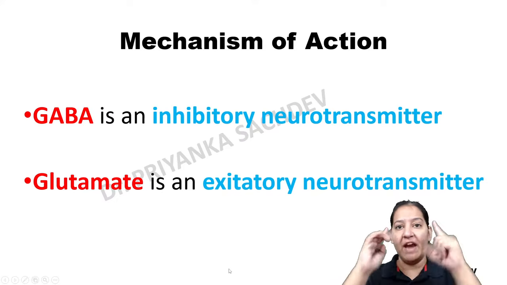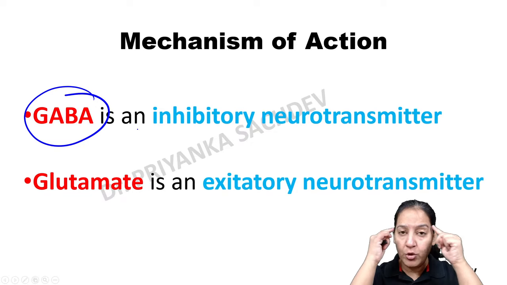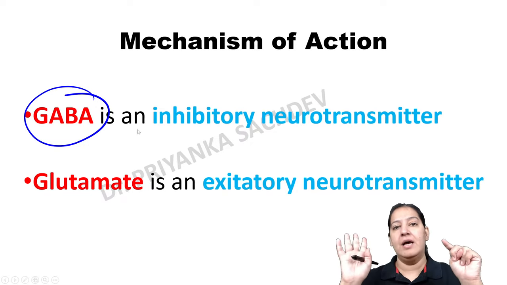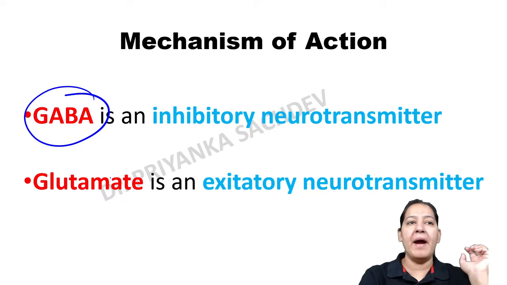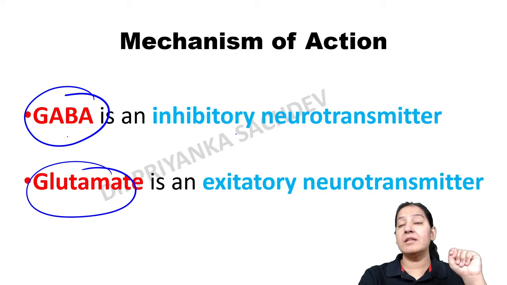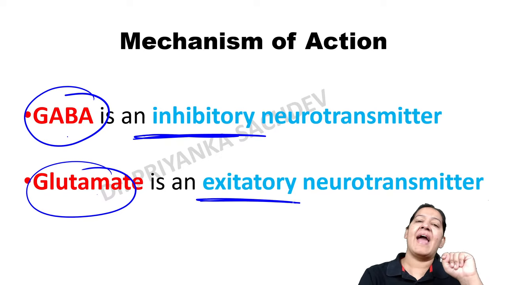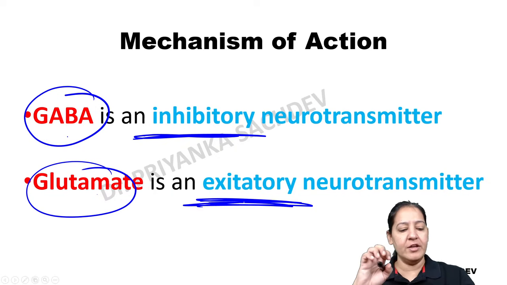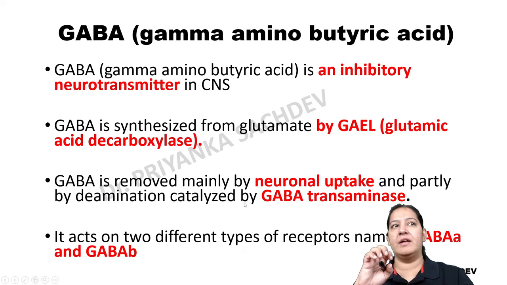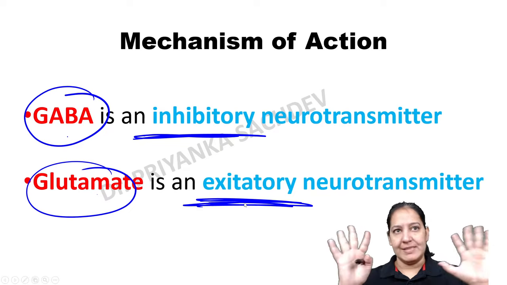Okay, in the brain we have two types of neurochemicals. The two types of neurochemicals in the brain are GABA and glutamate. These are the neurotransmitters. GABA is an inhibitory neurotransmitter and glutamate is the excitatory neurotransmitter. One is inhibitory, one is excitatory. So if you got this, this is the basic.